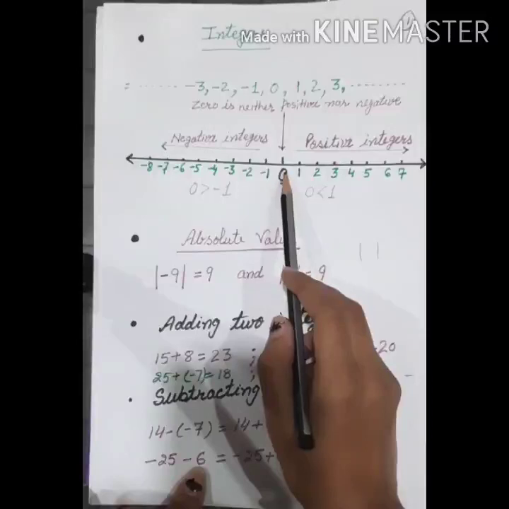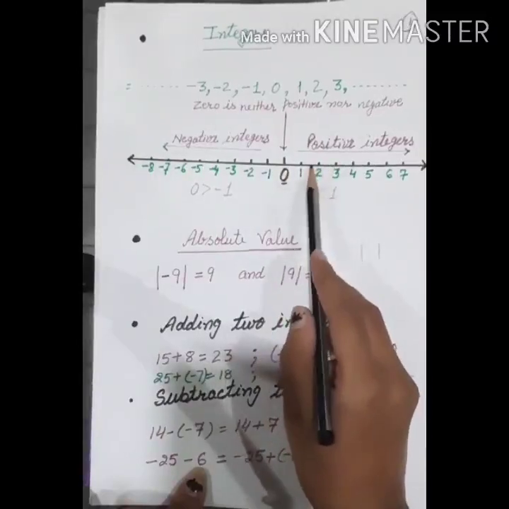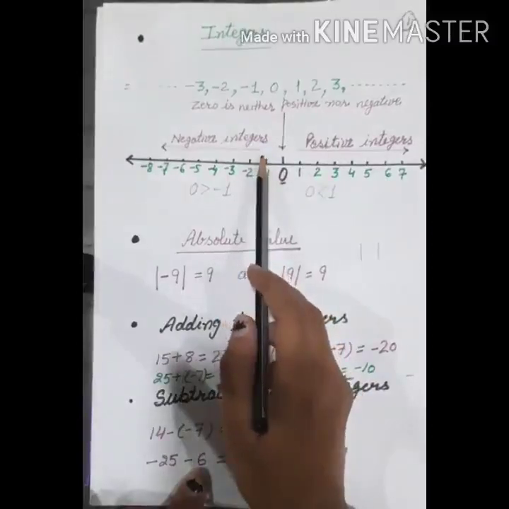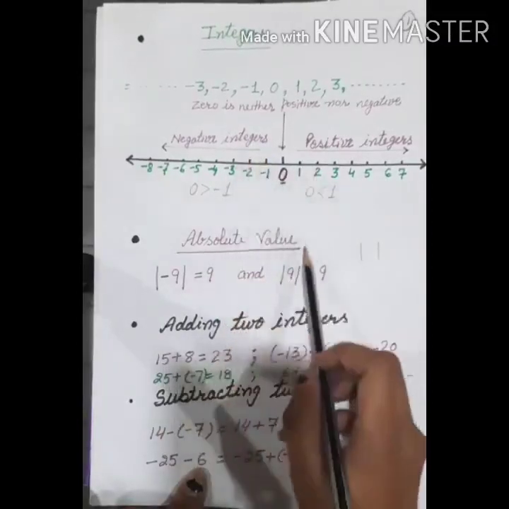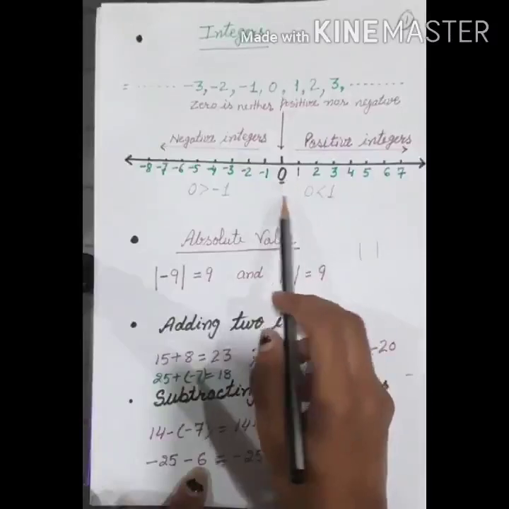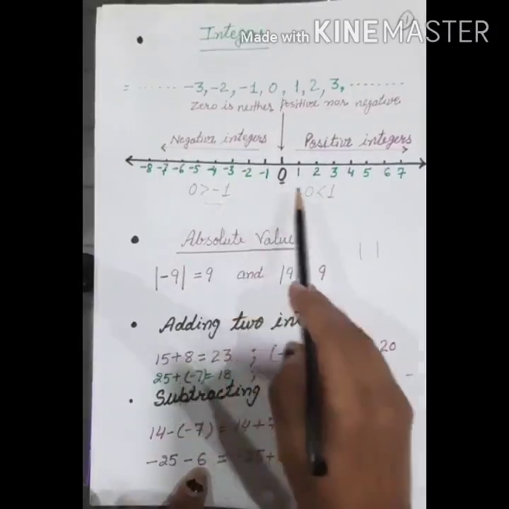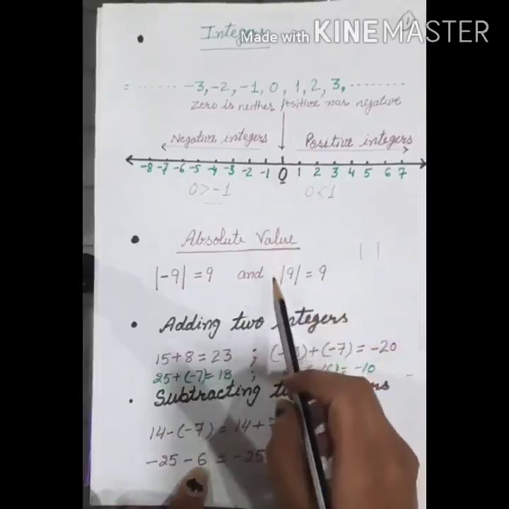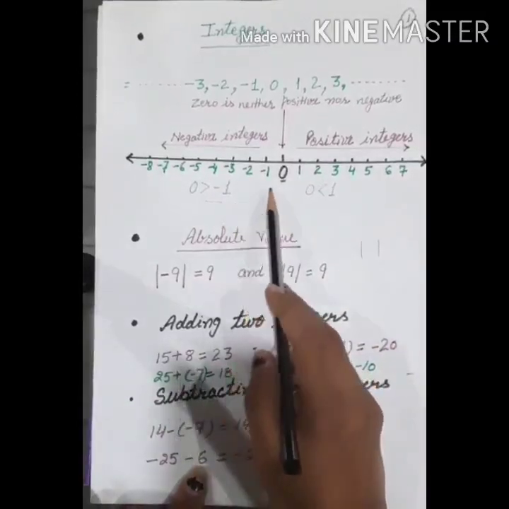All the positive integers lie to the right of 0 and all negative integers lie to the left of 0. 0 is greater than every negative integer and it is less than every positive integer. 0 is neither positive nor negative.